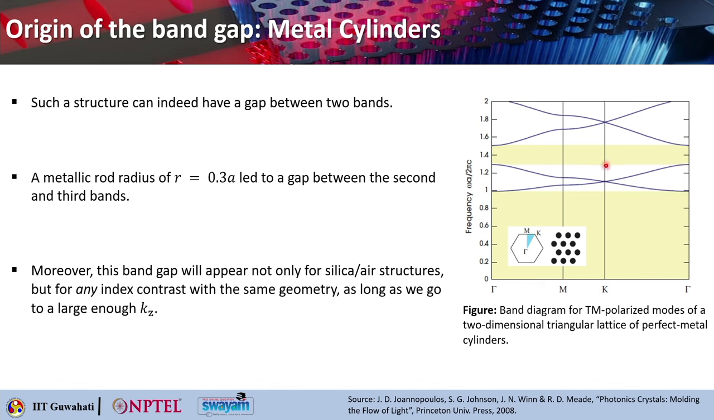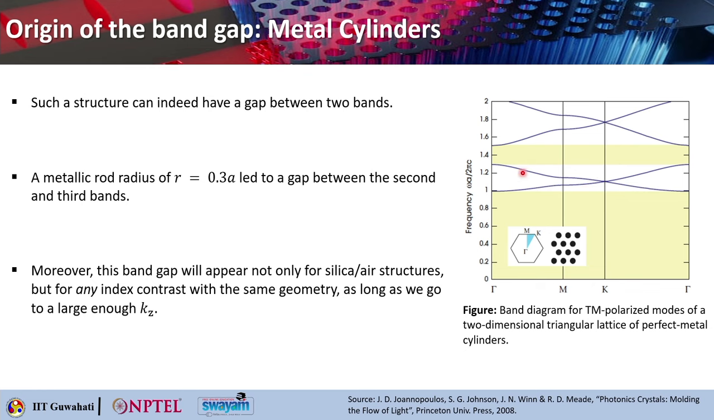Now, this band gap that you have seen between the second and the third band will appear not only for a silica-air structure, but also for any index contrast with the same geometry, as long as you go to a large enough kz value. In this case, the first two bands in the scalar limit would correspond to four vectorial modes, which we'll see later. So we can expect to see a gap open between the fourth and the fifth bands as well, which are not shown here.